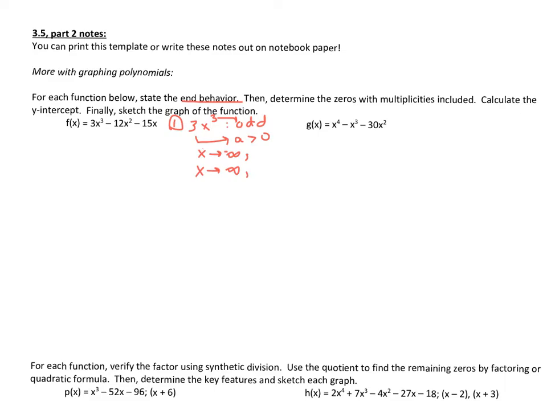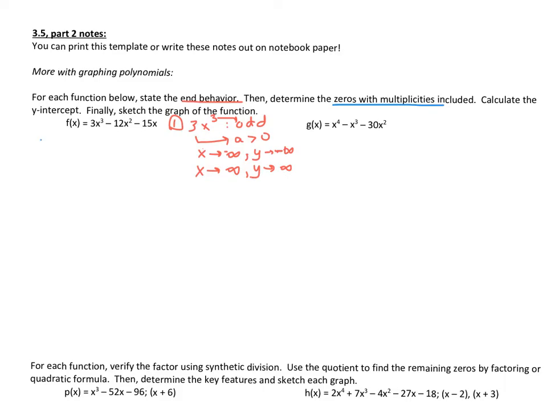If we think about our end behavior chart, an odd function with a positive lead coefficient, as x goes to negative infinity, y does the same thing. So you end up down in quadrant 3 on that left-hand side. And then on the right, as x goes towards positive infinity, so does y. And that ends up over in quadrant 1. That's our end behavior. Step 2, find the zeros and their multiplicities.